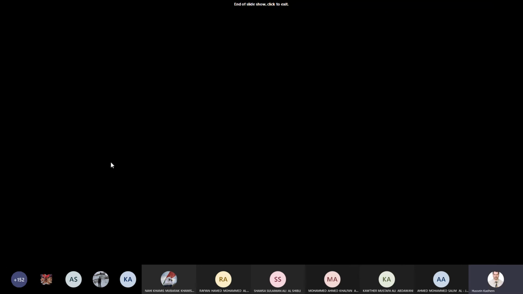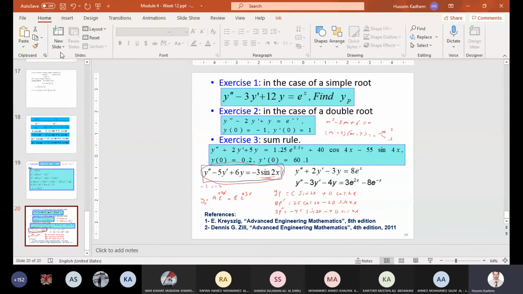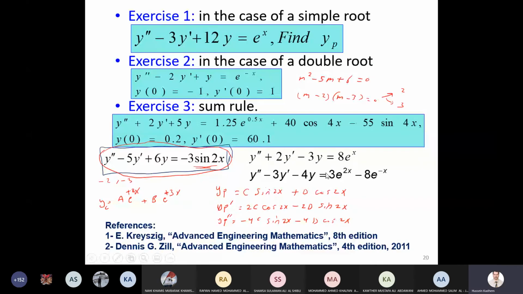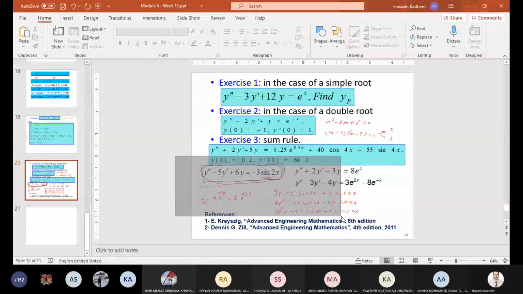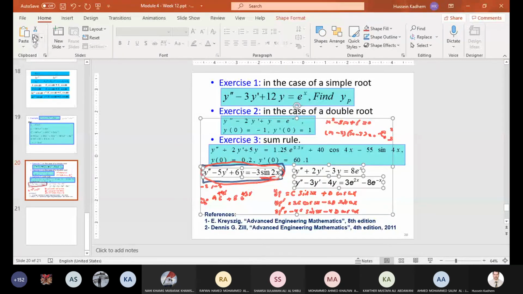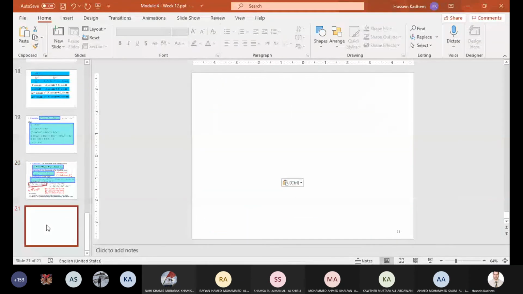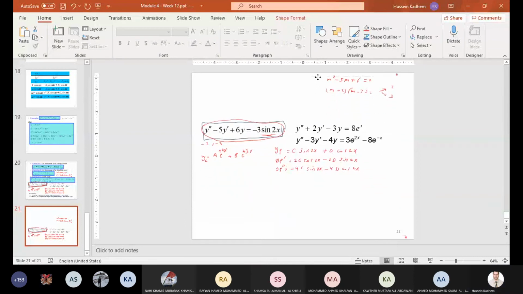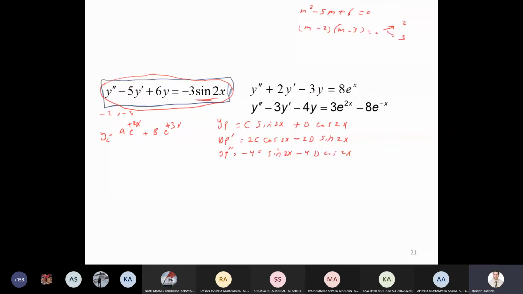Okay, I will add another slide to work on. Now what we will do, let me take this part. Are you following? Yes, you see the slide, because I need space.